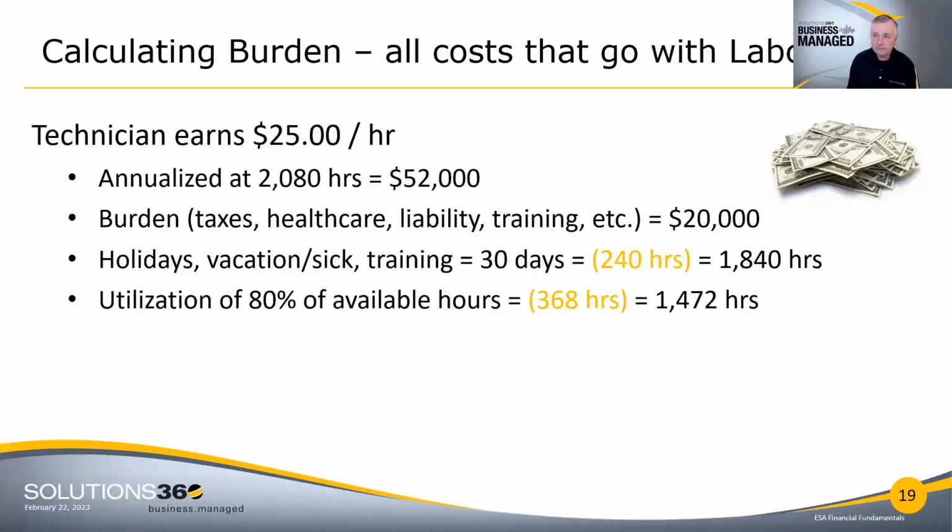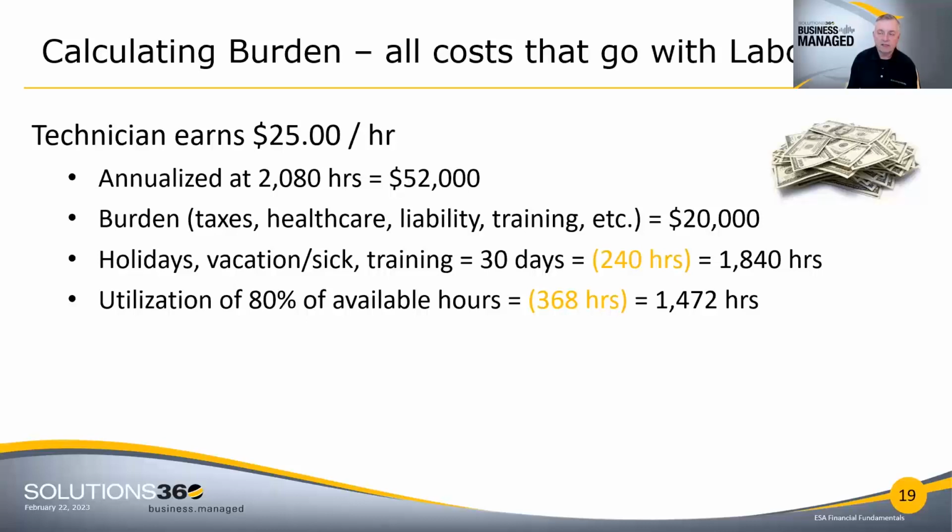Here's my example. A technician earns $25 an hour. So on an annualized rate, forget overtime, that's $52,000 a year in pay. Now I also have to pay their taxes, their FICA, their SUTA, I pay for their health care, the liability, the training. And let's just, for example, say that comes up to $20,000 a year per person. That's in the range. So I'm out of pocket for that technician $72,000 a year, whether I charge an hour of billable time to a customer or not.